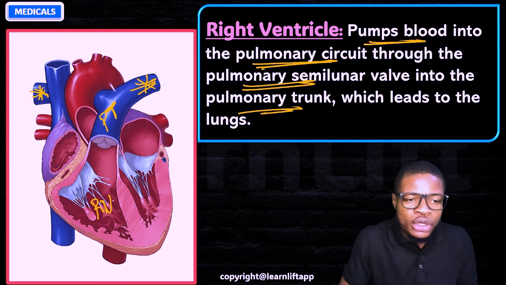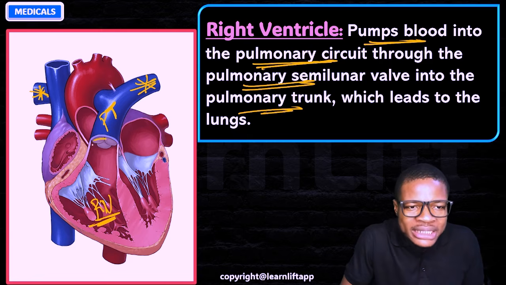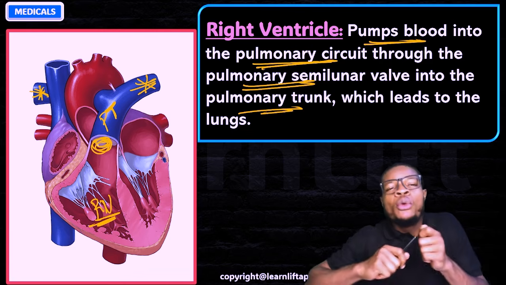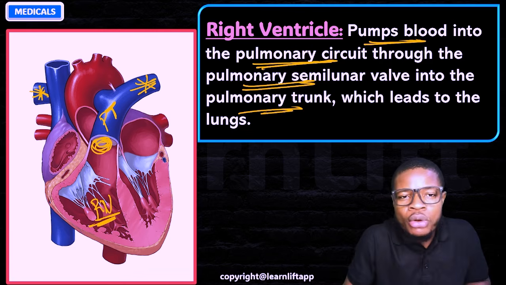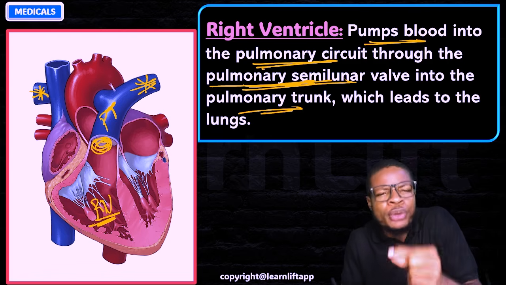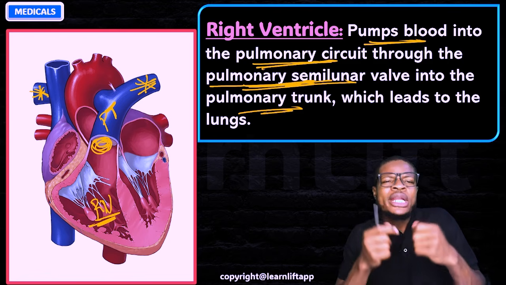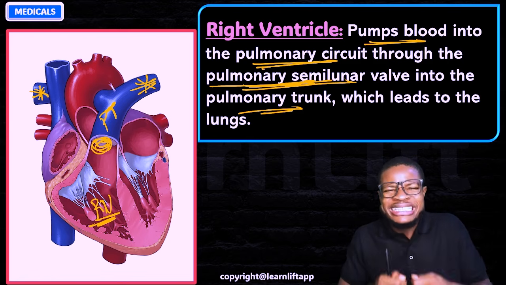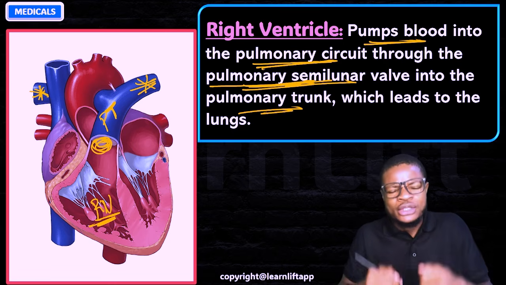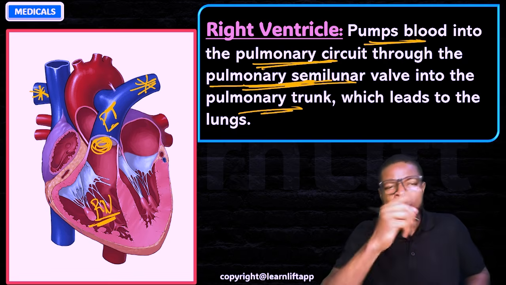But now look at this very quickly. This is your right ventricle, right? Now, in that right ventricle, there is another valve that we can see there. What's that valve called? It is called the pulmonary semilunar valve. What is it called? The pulmonary what? Semilunar valve. That's how we say that the right ventricle pumps blood into the pulmonary circuit. Pulmonary circuit means that the blood is going to the lungs. It pumps blood through the pulmonary semilunar valve into the pulmonary trunk, and this is the pulmonary trunk that leads the way to the lungs.